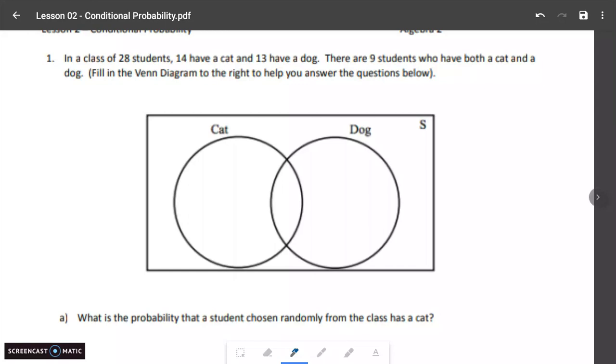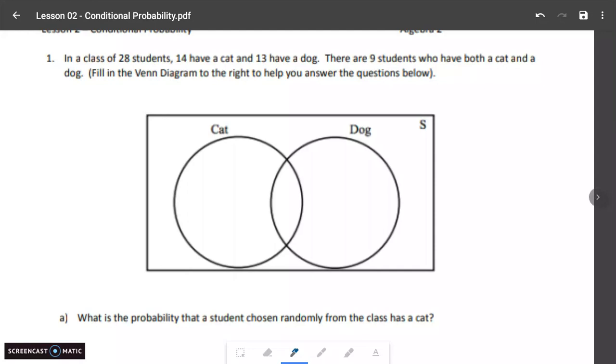Hey everyone! In this video, we're just going to keep going on a little further with probability. So let's recap what we've learned so far. Number one: in a class of 28 students, 14 have a cat and 13 have a dog. There are 9 students who have both a cat and a dog. Fill in the Venn diagram to help you with your answer.